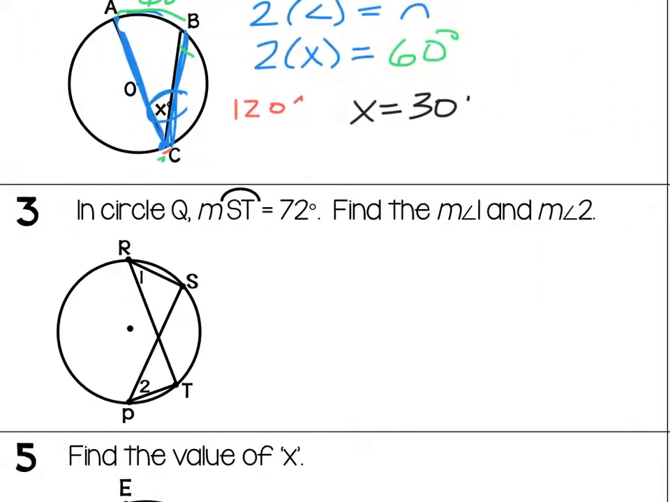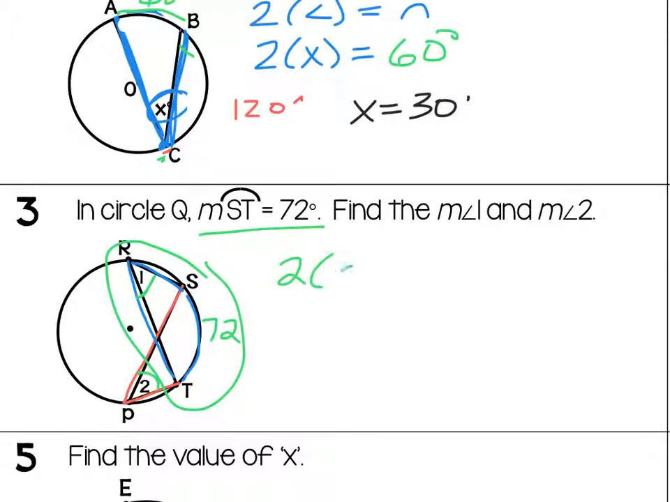3 and 4 have to do with the fact that if I have two inscribed angles that intercept the same arc, then those are congruent. So looking at this, I know that 1 and 2 are going to be congruent. So what do I have in this information? They give me that ST is 72. I want to find the measure of angle 1 and angle 2. So I'm just going to focus on this one right here.